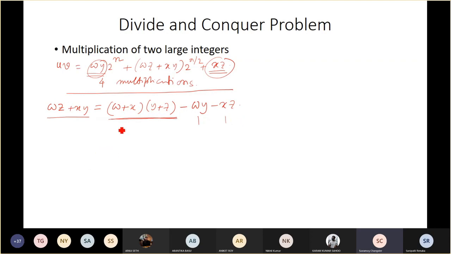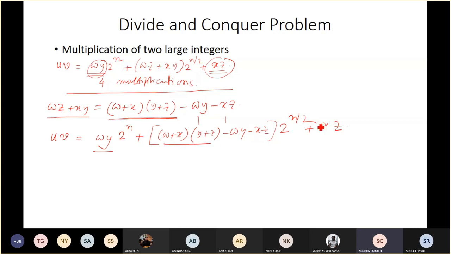Therefore, instead of writing this value, we can write u into v equals wy times 2 to the power n, plus w plus x into y plus z minus wy minus xz, times 2 to the power n by 2, plus xz. So here we require 1, 2 and 3. Three multiplications we require.